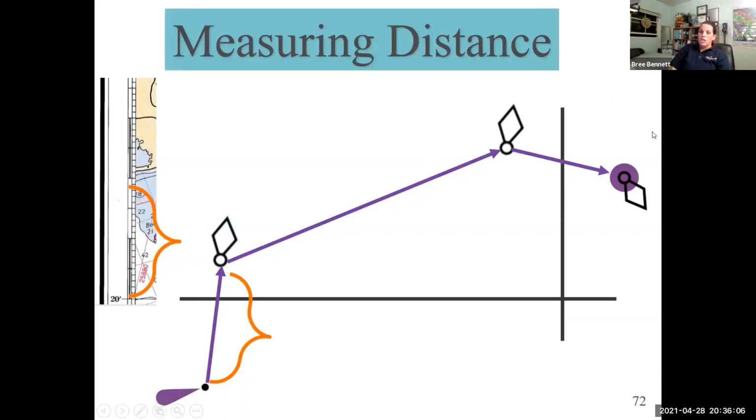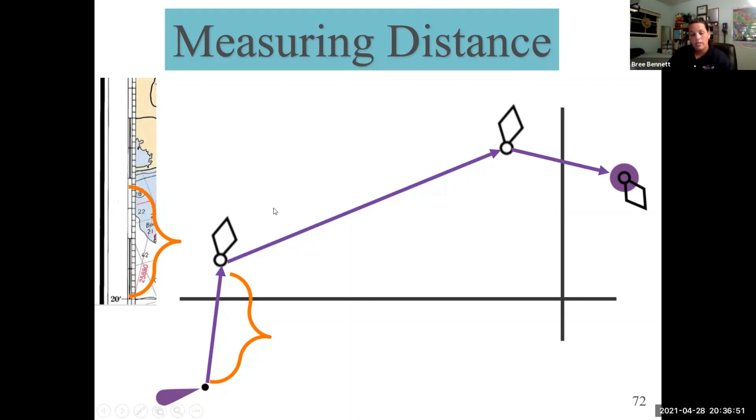So that is measuring course. Then we have measuring distance. And for measuring distance, we are going to our miles scale. And again, 1 minute of latitude is equal to 1 nautical mile. So we measure from point A to point B using our dividers. And then you bring the distance that you just measured with your dividers over to your latitude measurement. And 1 minute of latitude is 1 nautical mile. So then you can quickly measure your distance.